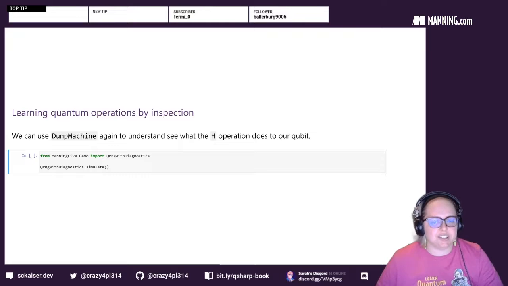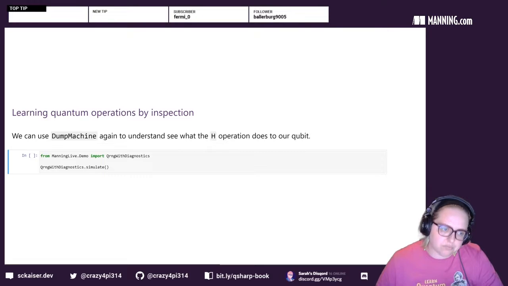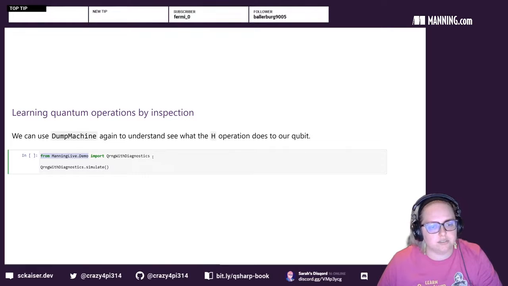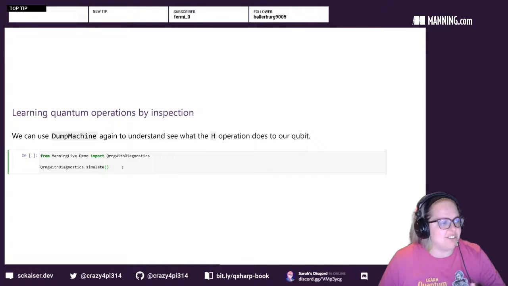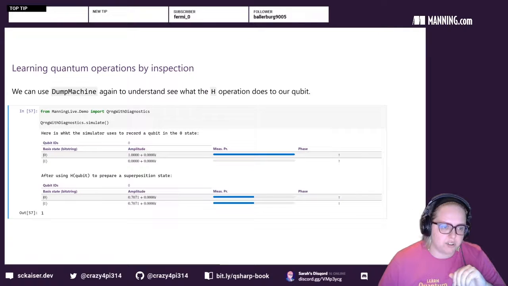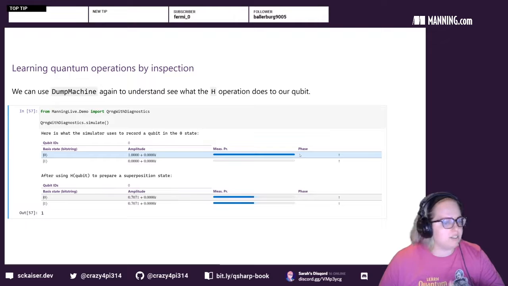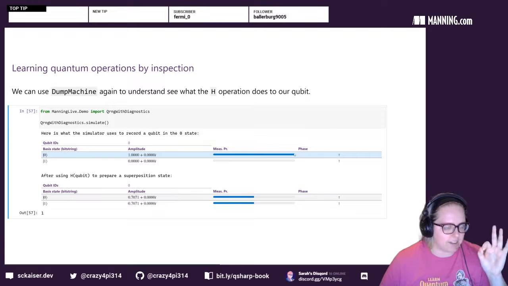Dump machine can really help us inspect and see what's going on with the different operations in our program. So again, I'm going to import from our namespace in the separate file in our directory. I'm going to import qrng with diagnostics. Basically what I've done now is thrown in a couple of these dump machines throughout the program. So when we first ask for a qubit, great, it's in the 0 state. It's exactly what we wanted.